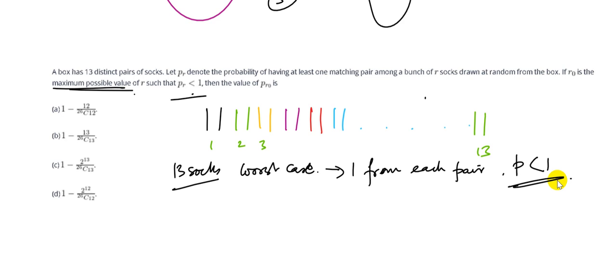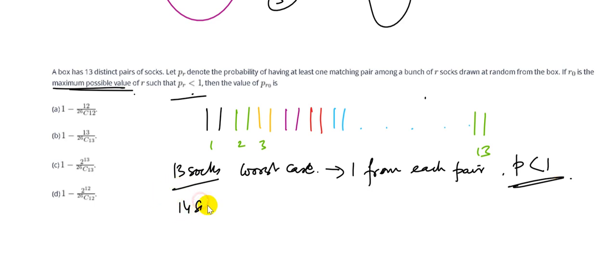So, whenever an event is guaranteed, the probability is 1. If it is not guaranteed, less than 1. This is the basic concept of probability, and this problem is based on that. See, understand how fundamental they are getting into. So, the worst case is 1 from each pair, therefore probability is less than 1 if I pick 13 socks.